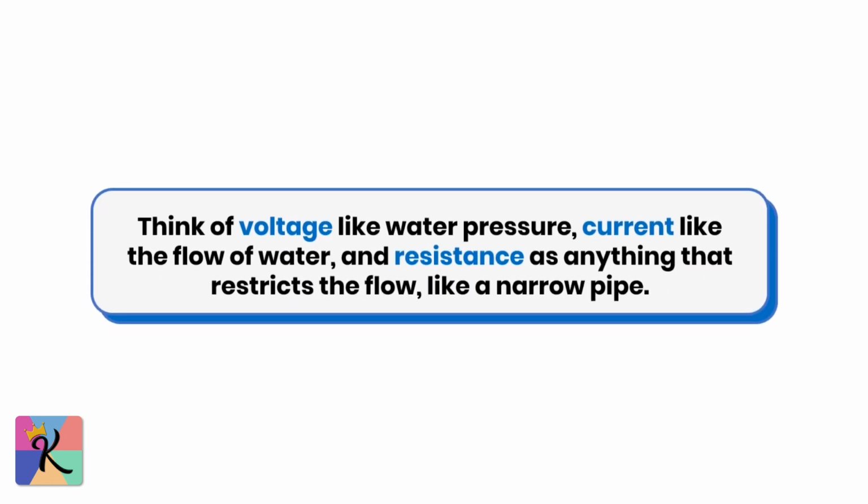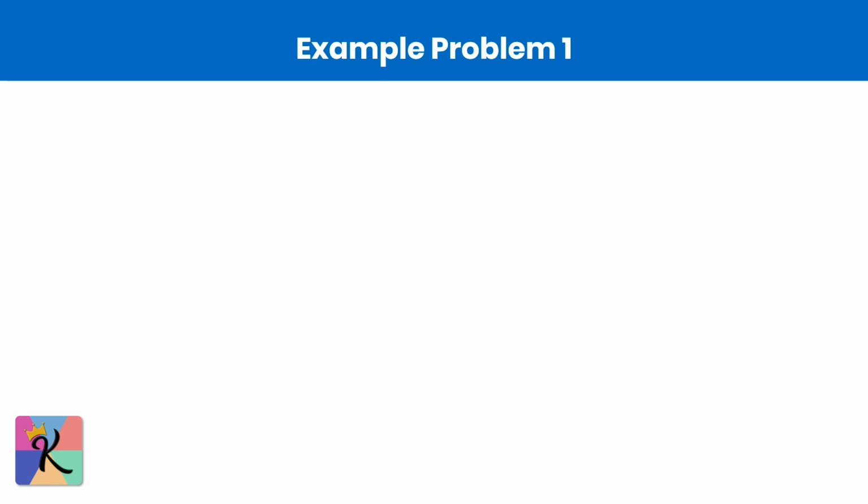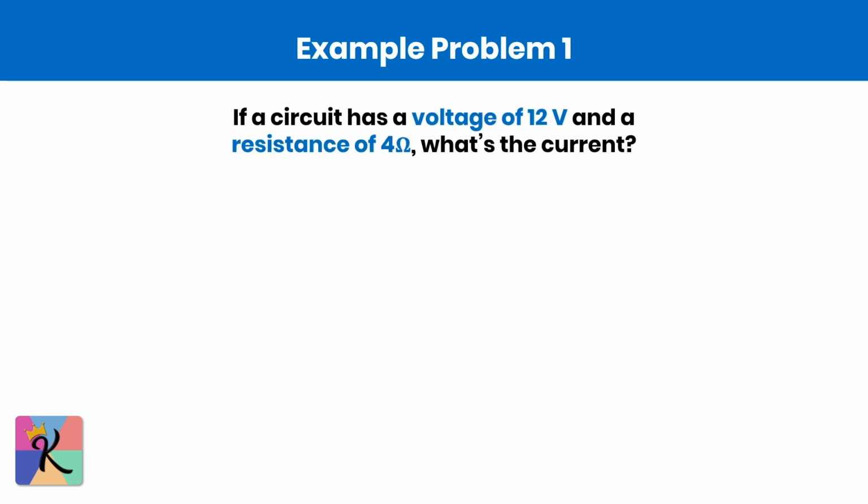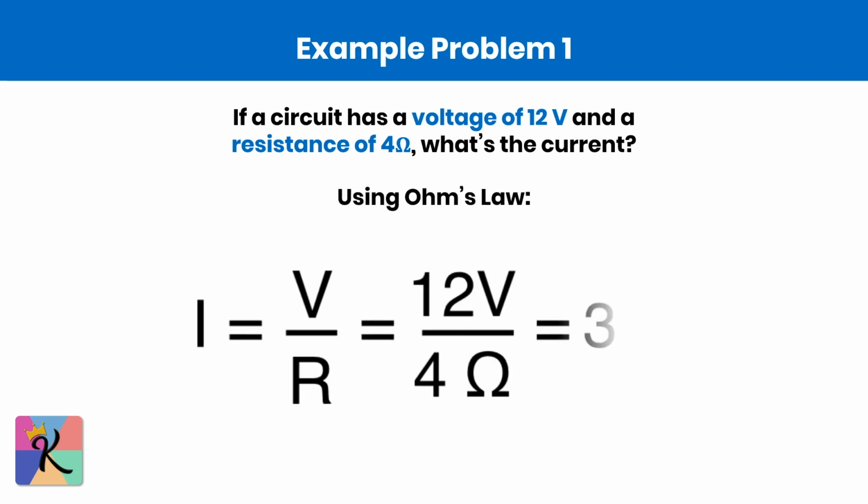Think of voltage like water pressure, current like the flow of water, and resistance as anything that restricts the flow, like a narrow pipe. Here's an example problem. If a circuit has a voltage of 12 volts and a resistance of 4 ohms, what's the current? Using Ohm's law, I equals V divided by R. Substituting the values, I equals 12 volts divided by 4 ohms, which equals 3 amperes. So the current is 3 amperes.